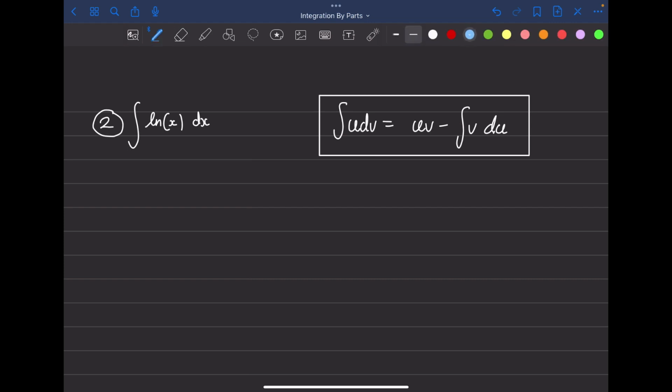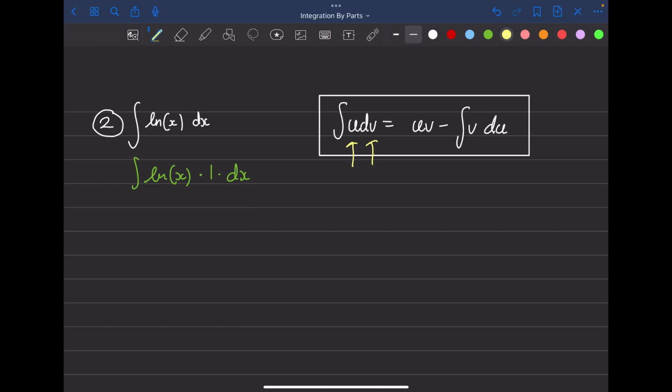But the trick is that there is a hidden function, which is a 1. So I'm going to rewrite this integral as the integral of ln x being multiplied by 1 and then being multiplied by dx. And now you might see how this 1 is our second hidden function, which you might not first notice when you start this question. Okay, now your actual first step is to declare what is dv and what is u.